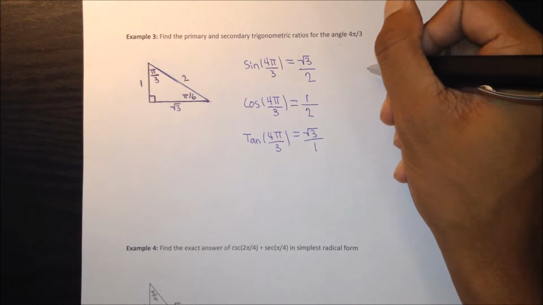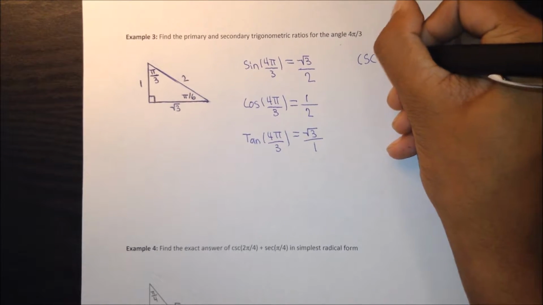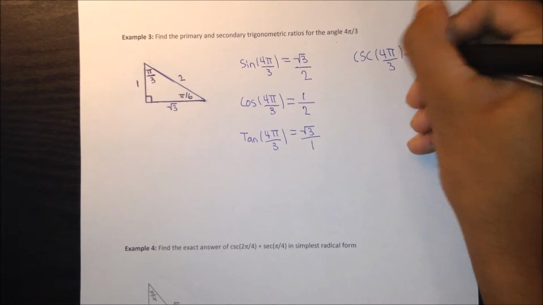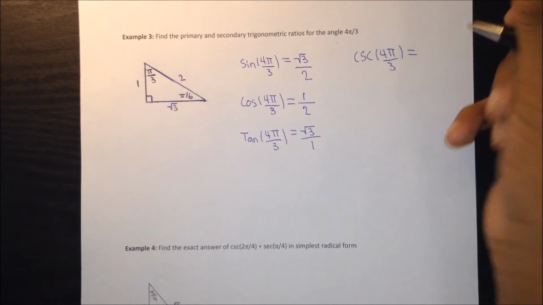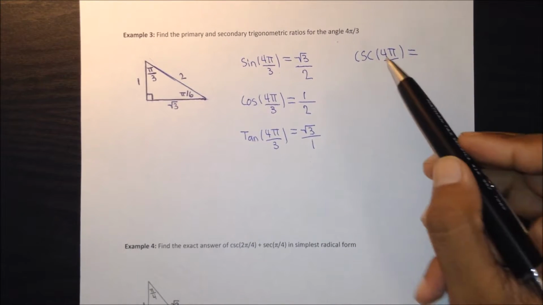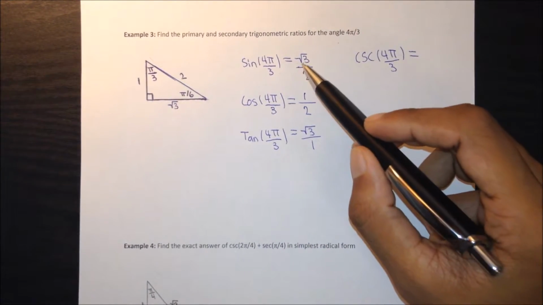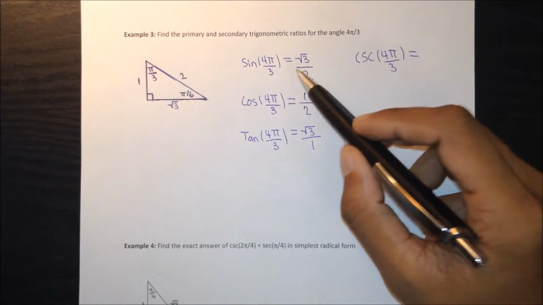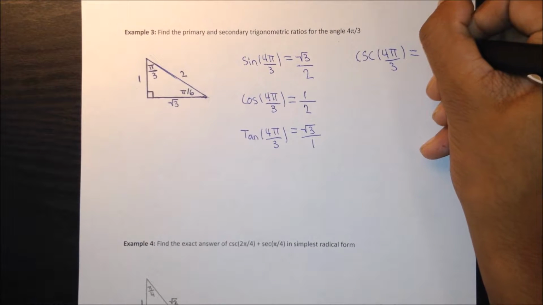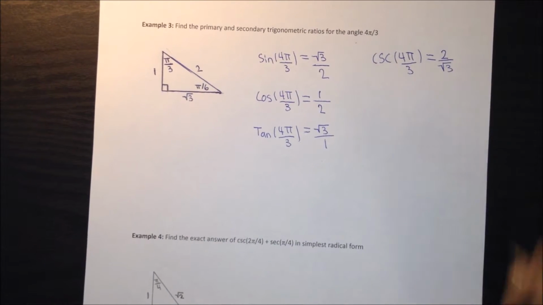So let's start off with cosecant. Cosecant 4 pi over 3 equals, well, let's remember the relationship we talked about earlier. Cosecant is the inverse of sine. So sine 4 pi over 3 equals root 3 over 2. Then cosecant 4 pi over 3 would equal the inverse of that, 2 over root 3.